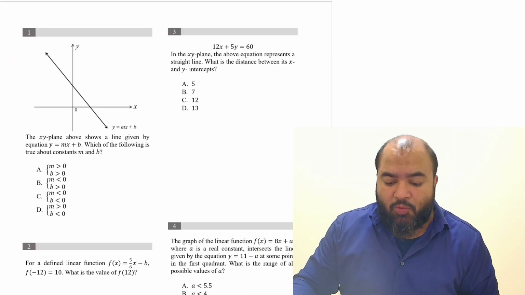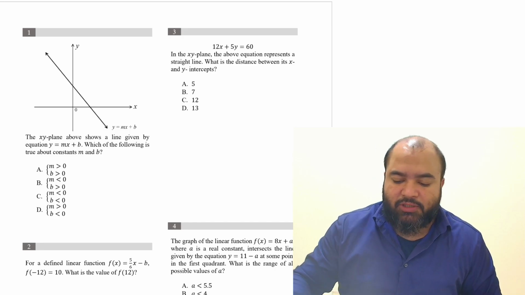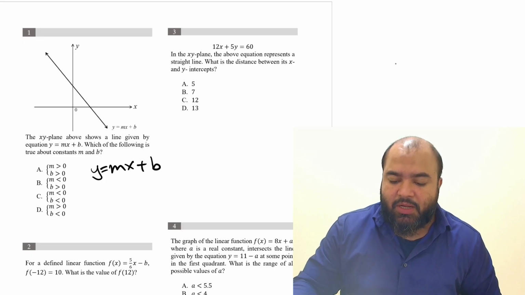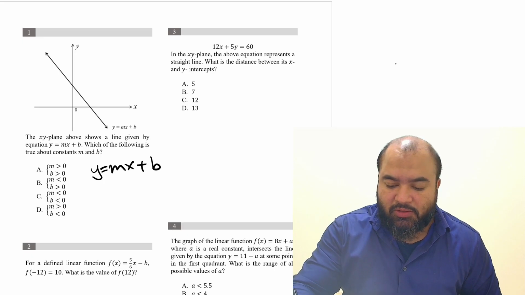So question number 1. The xy plane above shows a line given by the equation y equal to mx plus b. We're still learning the equation of a line. Now m is the slope. Which of the following is true?